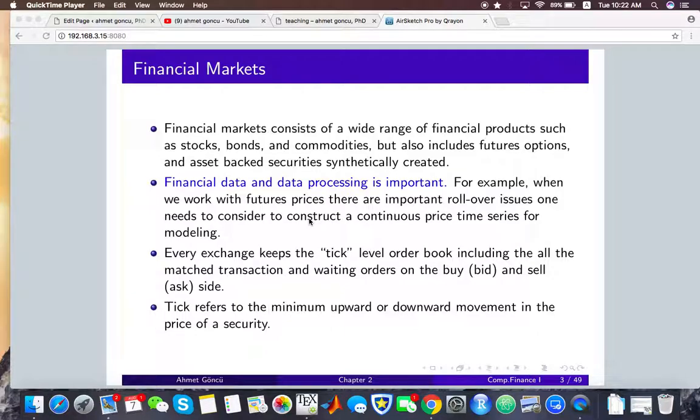Financial data and data processing is very important. For example, if you are working with the futures prices of, let's say, cotton or some other commodity, then there will be multiple maturity contracts for the same underlying asset. So you will need to consider the rollover issues when you want to construct a continuous time series dataset.